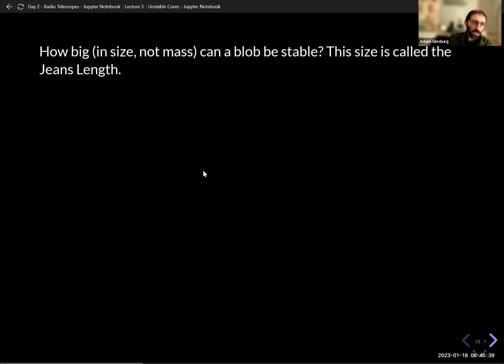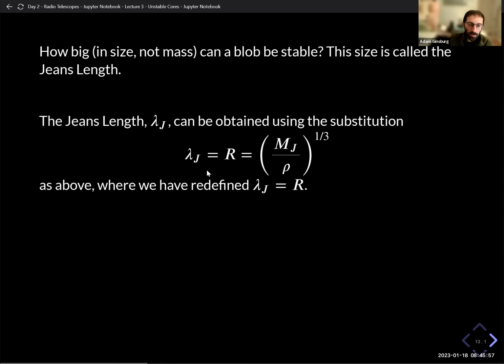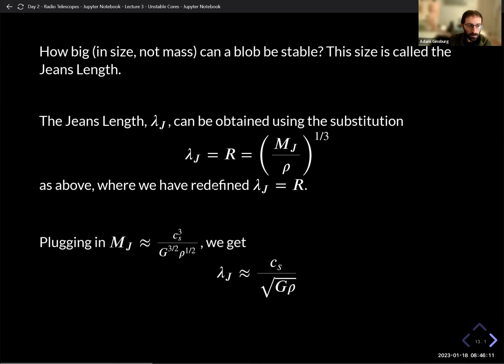We're going to do one more calculation, which is to ask how big in size, so linear size rather than mass, can one of these blobs of gas be and still be stable? And this size is called the Jeans length. So the Jeans length is written as lambda_J, and that can be obtained by just solving for R and calling R lambda_J. So we just redefine lambda and R to be the same thing. And then we're using our equation for density, where R equals the cube root of m over rho. And then we're going to plug in our Jeans mass here. And we get that the Jeans length is then the sound speed divided by the square root of G rho.